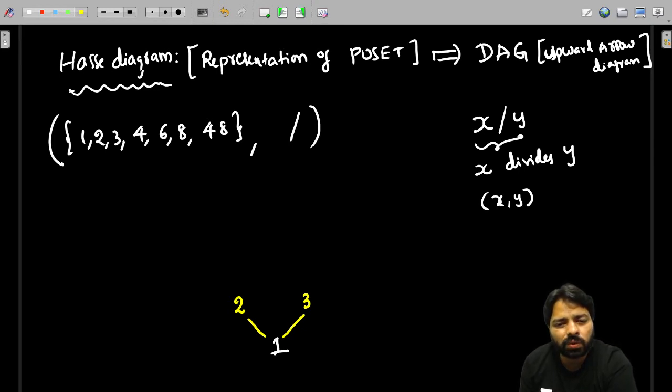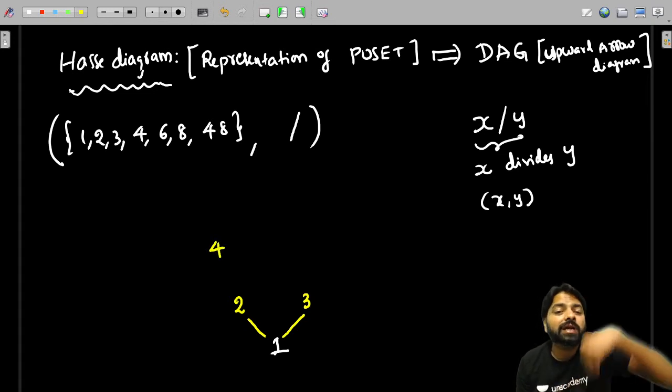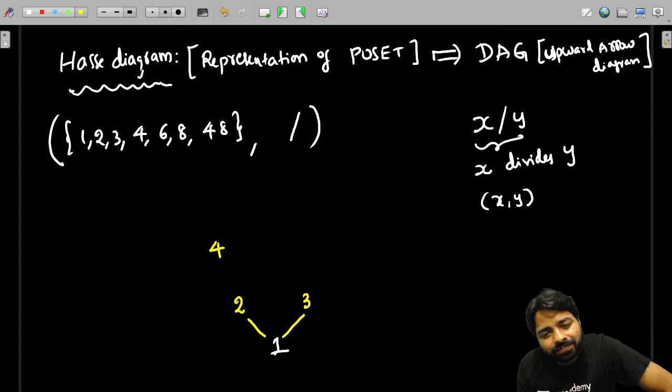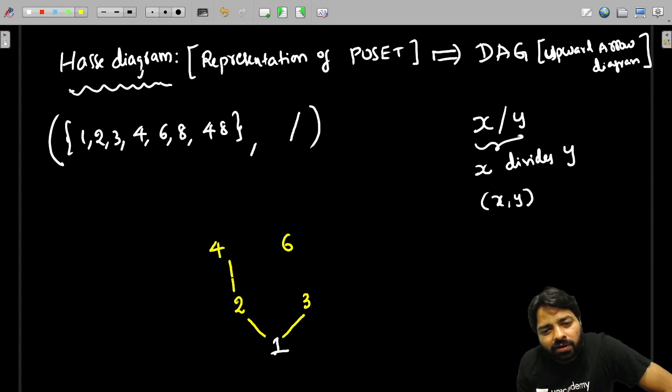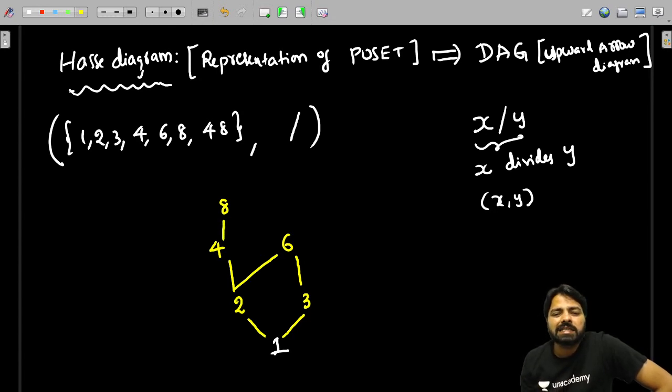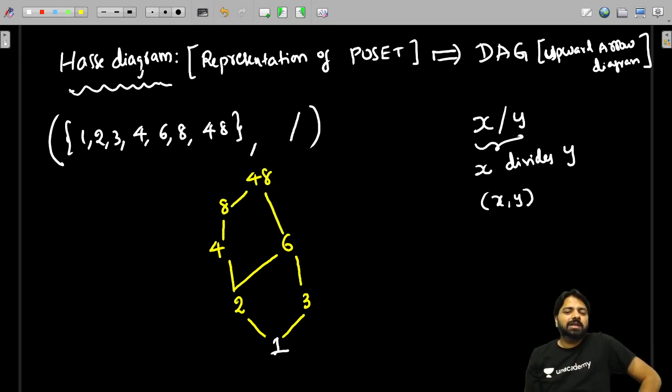And 2 divides, now next 4 you have to take. Don't take 8, because 4 can divide 8. Then take 6, and 4 and 6 have no relation. So 2 can divide 4, 2 can divide 6 and 3 can divide 6. Next 8. 8 is divided only by 4, and 6 can't divide that 8. Now 48 can be divided by 8 and 6. And this is the diagram.